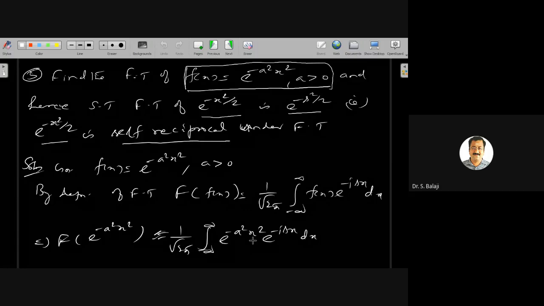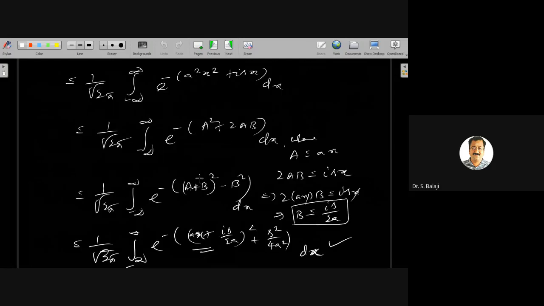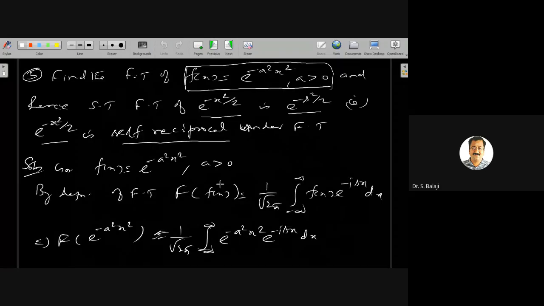Therefore, here we are not going to move by the even and odd function idea, because you cannot use that formula. Since both are exponential, you can club these two. So as usual, proceed with the integral from minus infinity to infinity of e power minus of a square x square plus isx. You can club both the things.